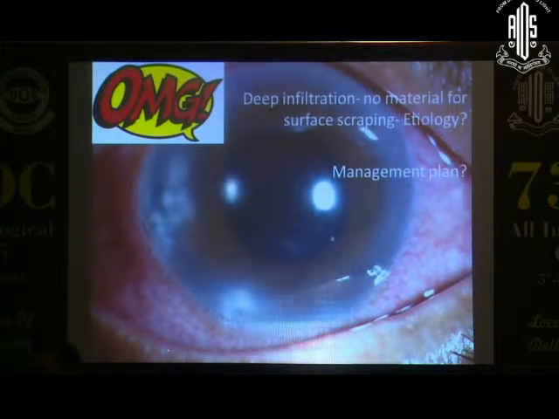Yeah. So that's what we... I'd like to take a scrape from here. Yeah. And then send it for microbiology. It's a pretty deep lesion over here. One could maybe take that.